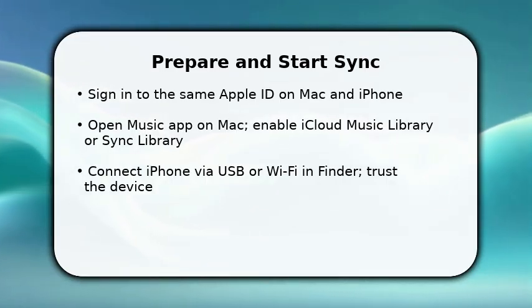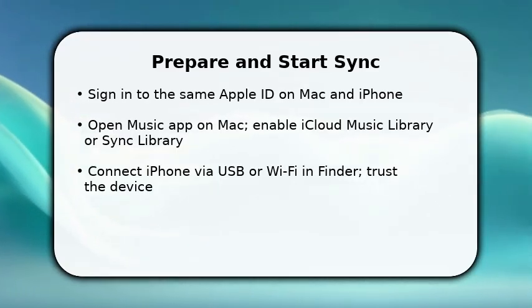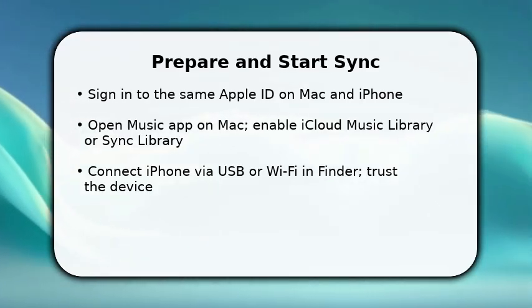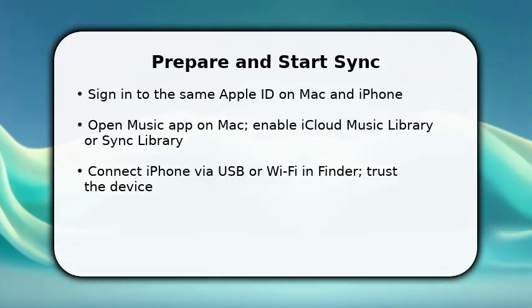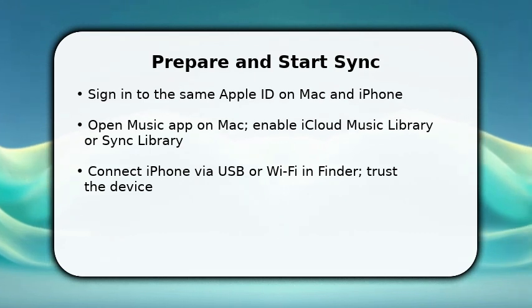Next, connect your iPhone to the Mac via USB or enable Wi-Fi syncing in Finder. This step establishes a direct link so the iPhone can receive metadata and local files if needed. Once done, proceed to selection.